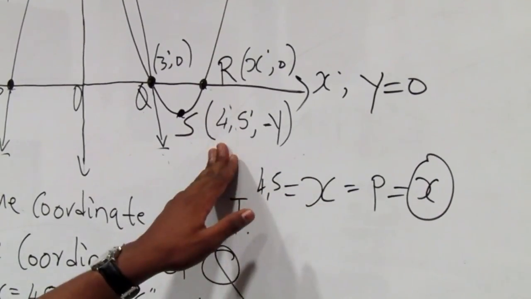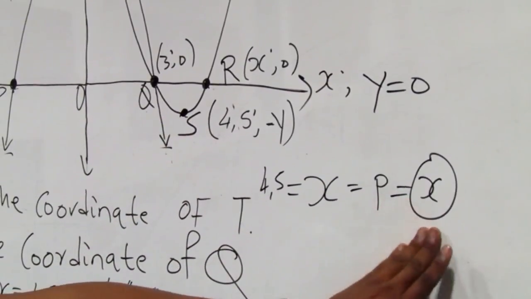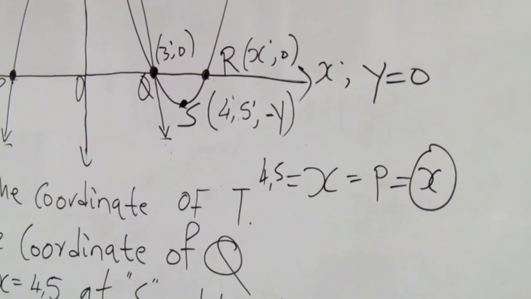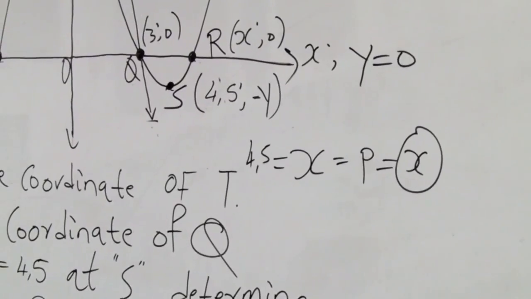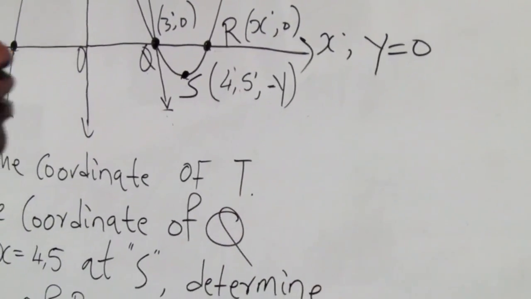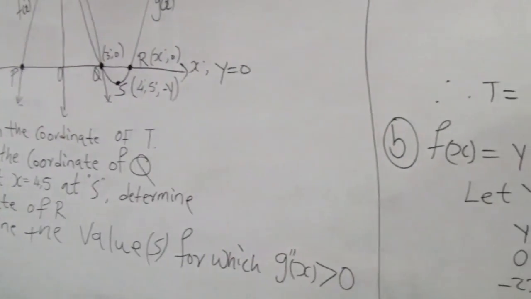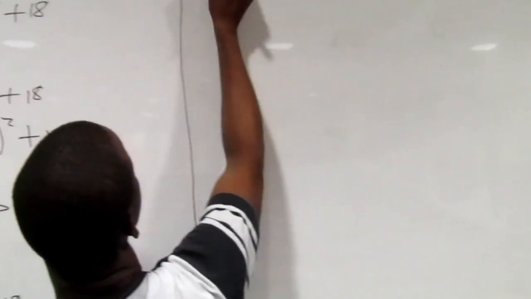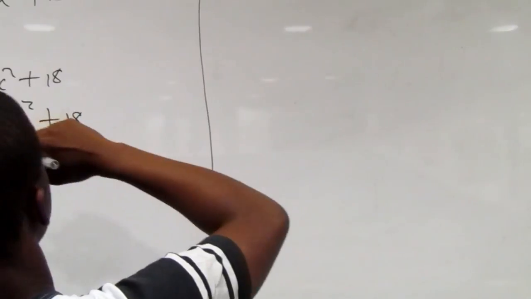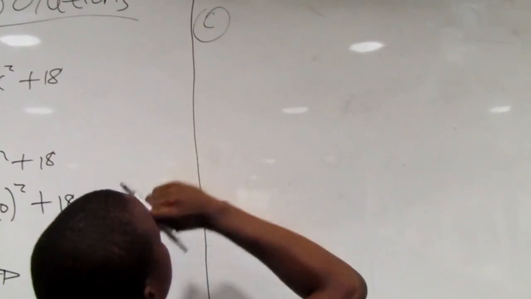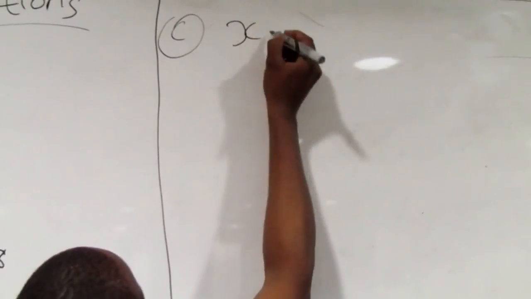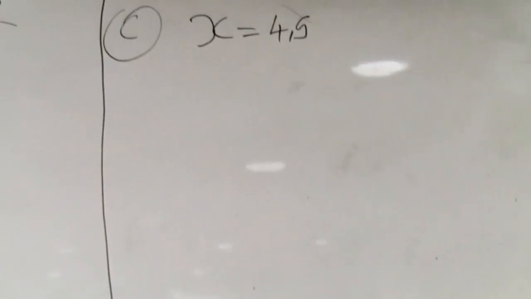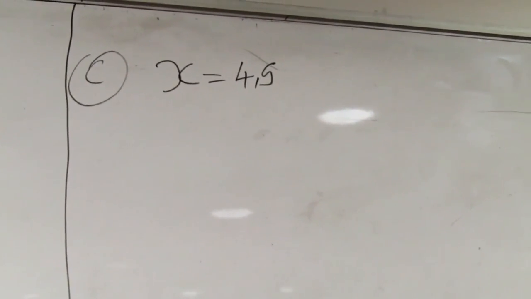4.5, which is equal to the x value of the turning point, which is equal to the axis of symmetry, which we can indicate as x. Therefore, for number C, we are given x equal to 4.5, and we are going to consider this x as our axis of symmetry.